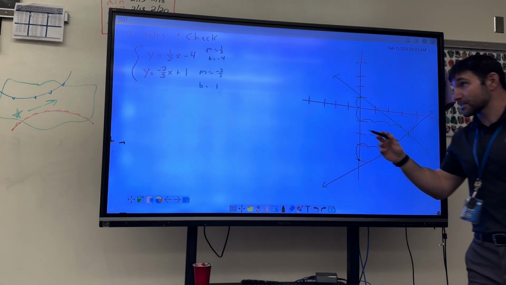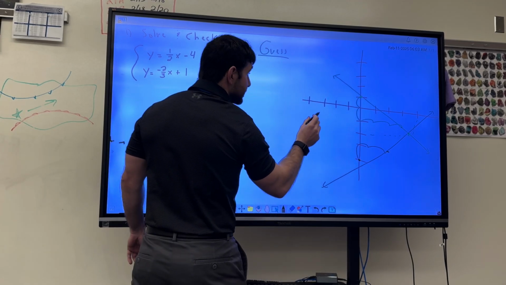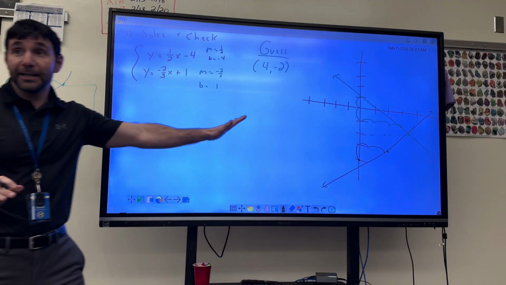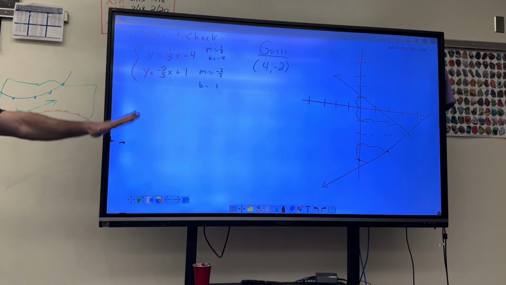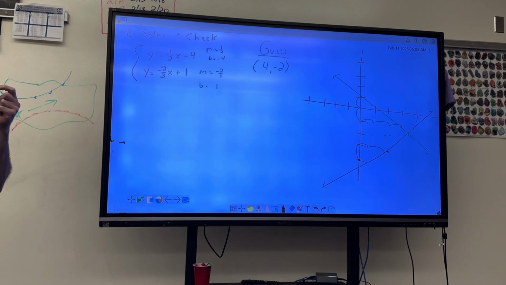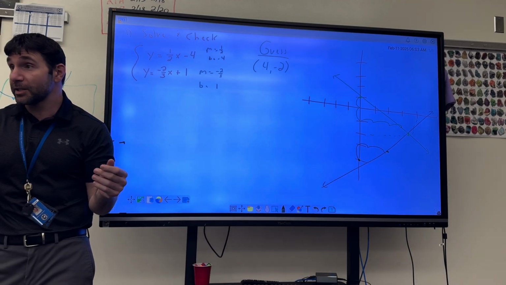My guess is 4, -2. Do you see how I can guess that? Obviously my lines are a little off, but it's close-ish. Why do we not just graph? Today we're just graphing, yesterday we're just graphing.